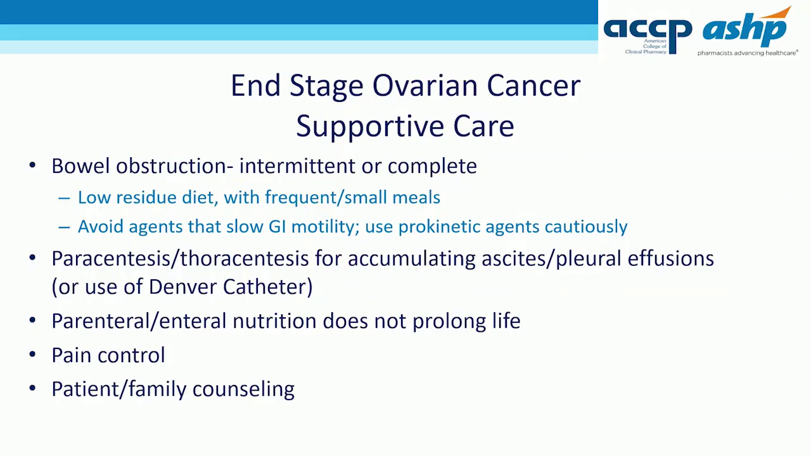And so just reviewing a little bit for end-stage ovarian cancer, some of the supportive care things that we need to consider. Some of these patients do end up having bowel obstructions. Sometimes they're intermittent, sometimes complete bowel obstructions. Some things that can be helpful are counseling on a low residue diet, small, frequent meals throughout the day, avoiding agents that really slow GI motility, and also the use of prokinetic agents is really not recommended for these patients.